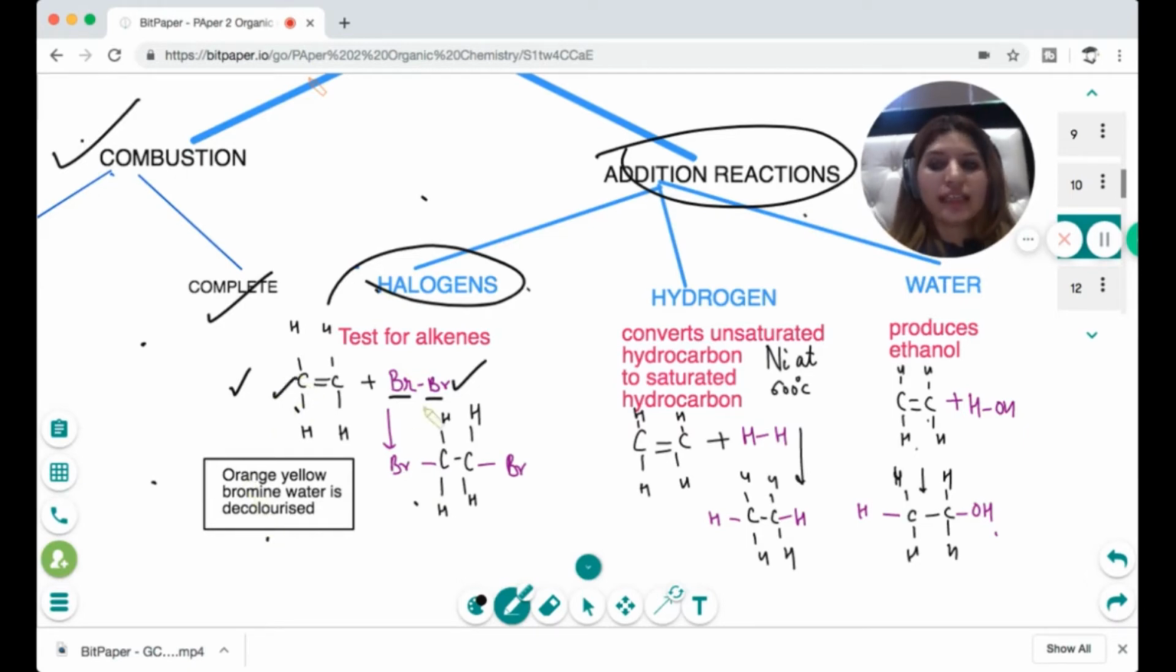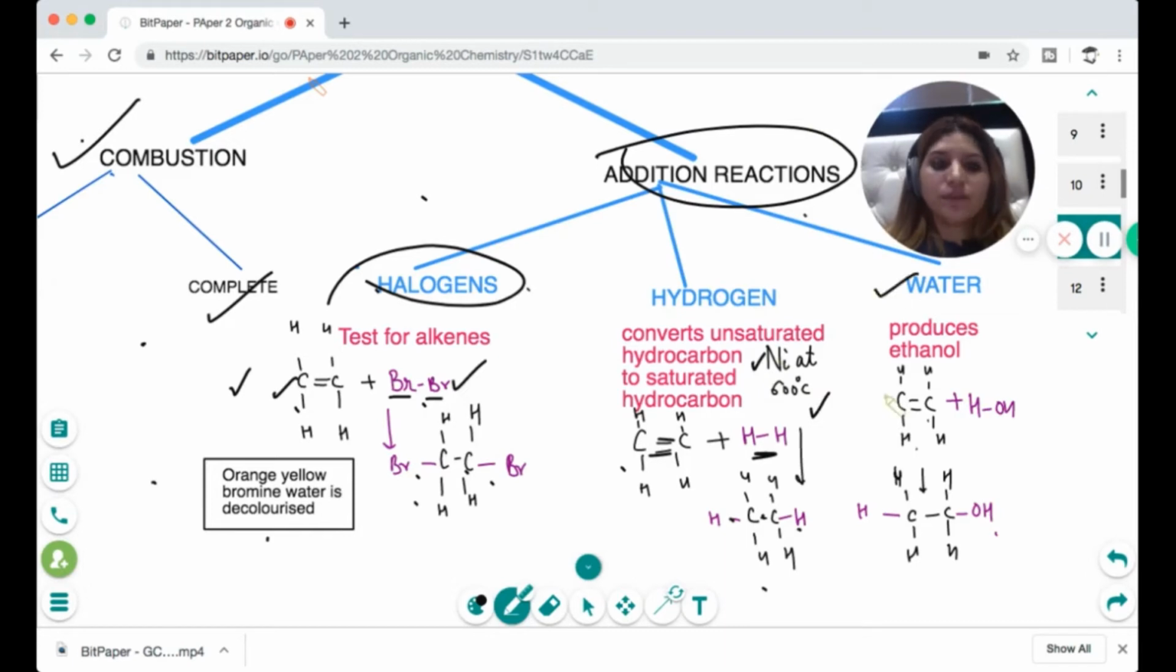So you take alkene and react it with bromine, the double bond breaks into a single bond and bromine attaches here. Similarly, when you react it with hydrogen, the double bond breaks into a single bond and a hydrogen attaches to each side. So alkene becomes alkane, and here you use a nickel catalyst at 60 degrees.